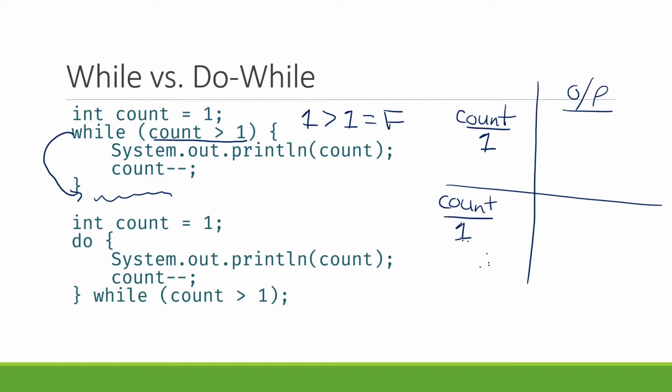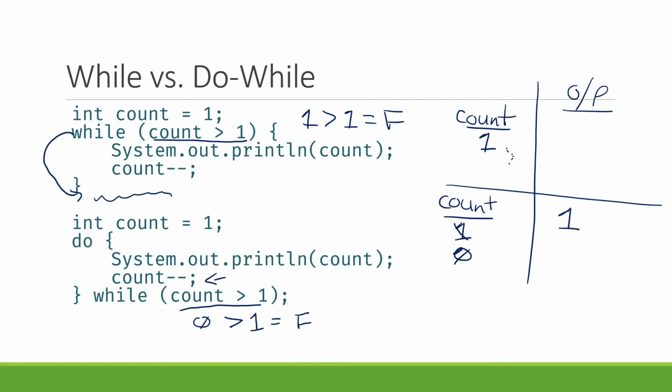We print line count. So we look up the current value of count. It's a 1, so 1 gets printed. Then we decrement our count variable. So 1 minus 1 is going to be 0. So now count is 0. And then we evaluate our condition. So the current value of count is 0, is it greater than 1? Obviously 0 greater than 1 is false, so that means the loop terminates and the program is over.